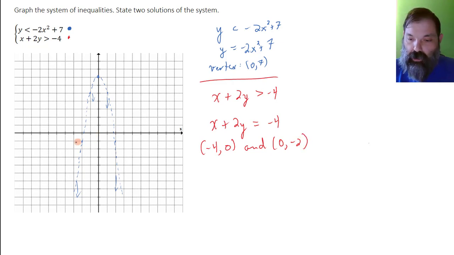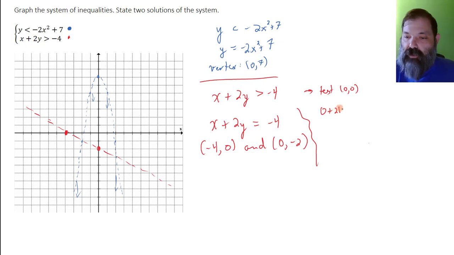So plotting those points, negative 4, 0, and 0, negative 2, and drawing a dotted line through those points. Looks something like that. Now, for linear inequalities, I usually recommend using a test point. So if I were to test the point 0, 0, then I'd have 0 plus 2 times 0. Is that greater than negative 4? 0 is greater than negative 4. That's true. And so I would shade above that line.